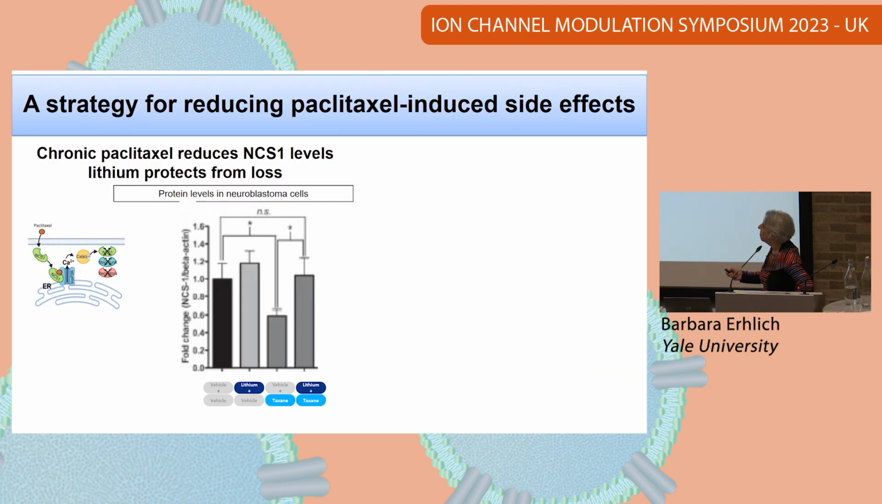So I already showed you that chronic paclitaxel reduces NCS1, that's shown here, but now I can tell you that if you pre-treat the cells with lithium at levels that are used to treat bipolar patients, you can preserve the level of NCS1. It has no effect.